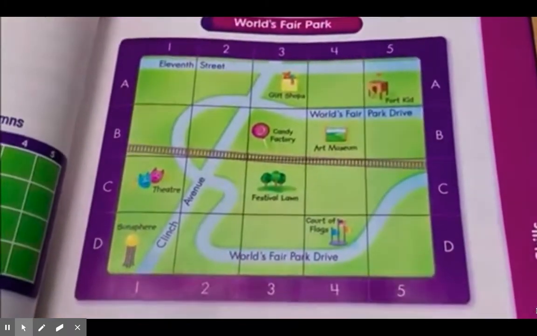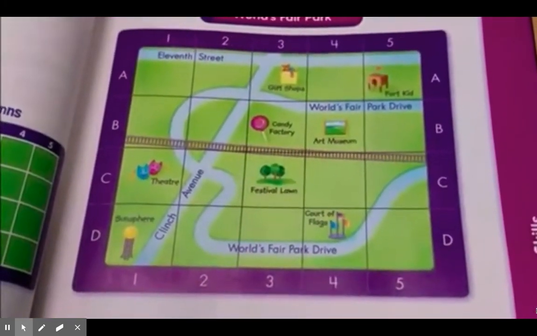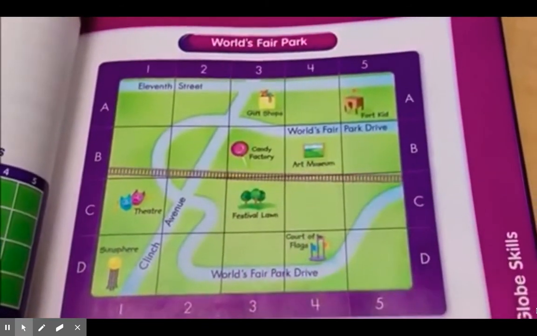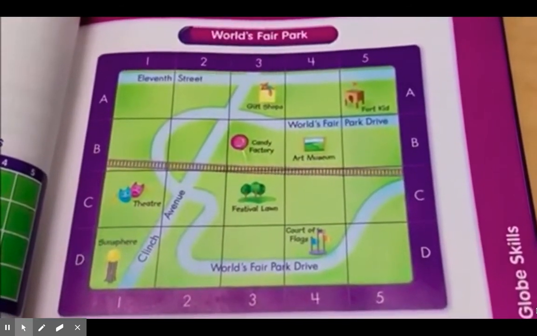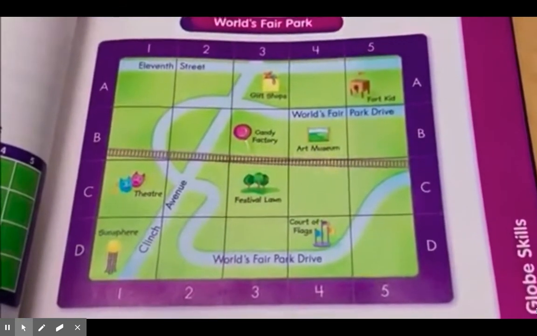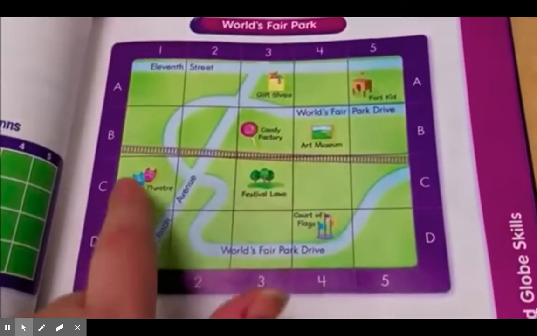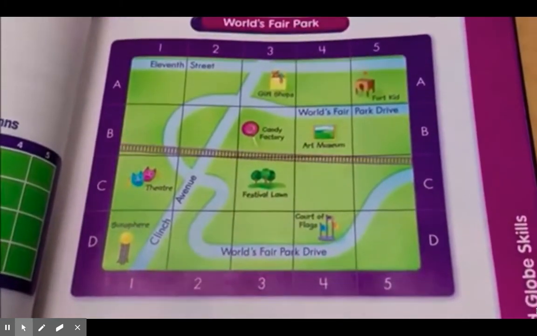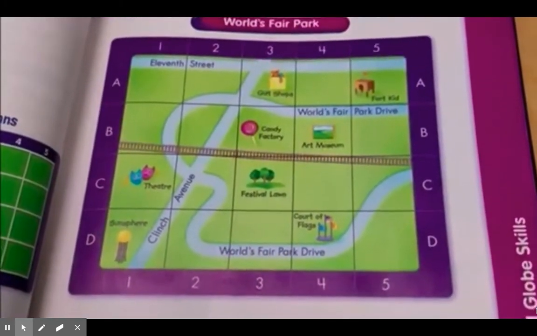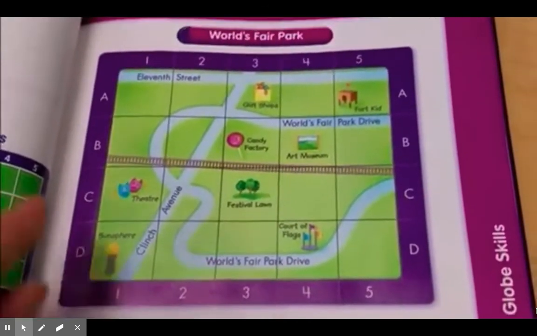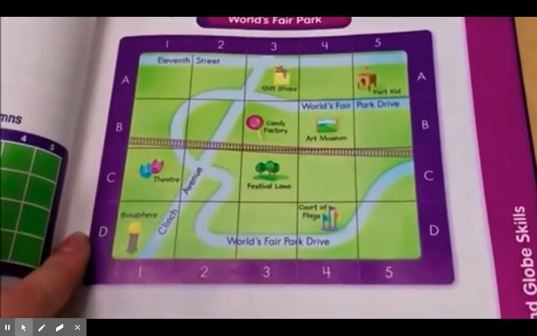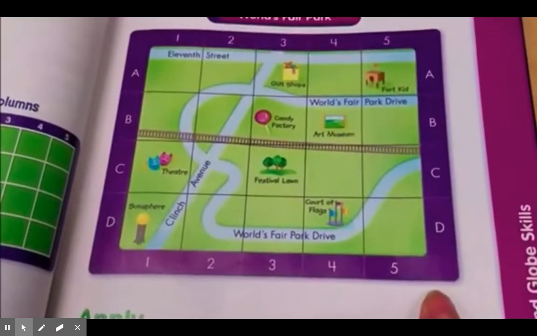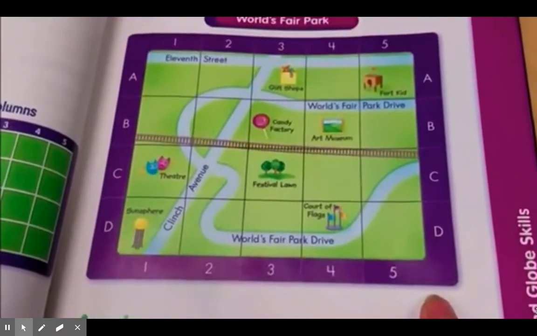What's different about this map is that it's separated into squares. This is called a map grid. The map grid is a set of lines that divide the map into columns and rows of squares. So you can see that there's lots of small squares laid on top of this map. Each of the squares are labeled with a letter and a number. So the letters are all written on the sides, and the numbers are all written on the top and bottom. We can use these letters and numbers to help us find places on the map.